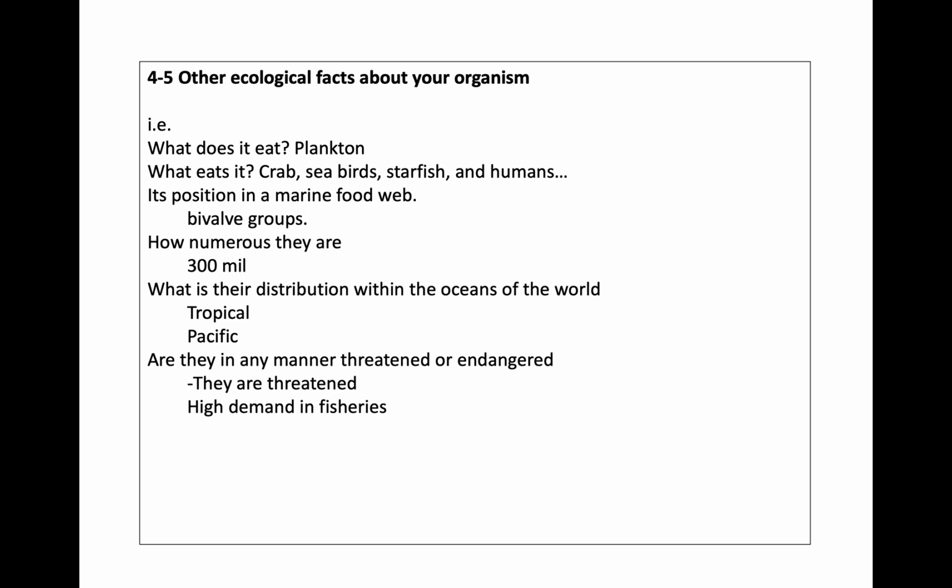They are mainly hunted by crabs, seabirds, starfish, and as I said earlier, humans. Its position in the marine food web, they're in the bivalve groups. Like I said, they're in very much tidal positioning distribution. They're very, very numerous, about 300 million due to the latest research. And like I said, they're in tropical distribution, mainly in the Pacific.